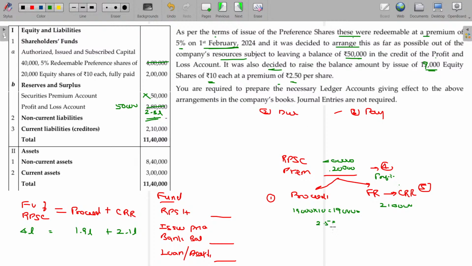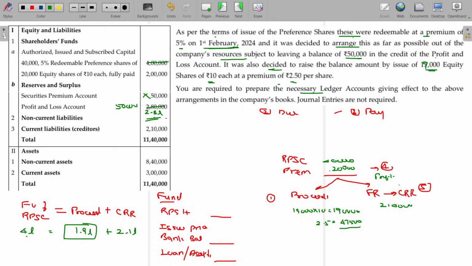What is the value now? This is securities premium. 2.5 into 19,000, 47,500. Now proceeds being 1.9 lakhs. They have given the information correctly. So 2 lakhs 10,000 is transferred from the free resource to CRR. And my requirement being 4 lakhs, out of 4 lakhs 2.1 is raised by CRR, shortage 1.9 can be issued by way of equity shares. The number of shares issued here being 19,000 shares at rupees 12.5. 19 into 10, 1,90,000 being the share capital and another 47,500 being the securities premium.